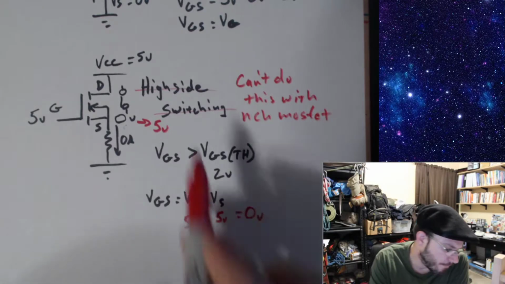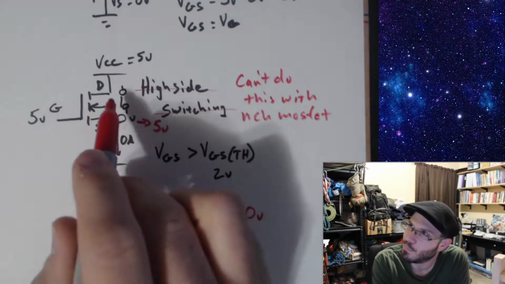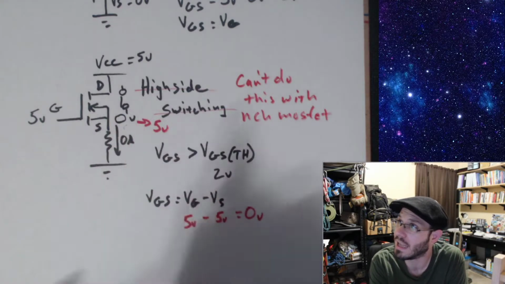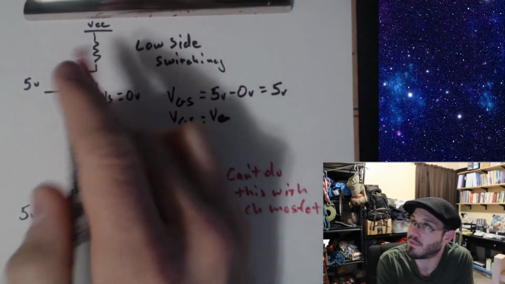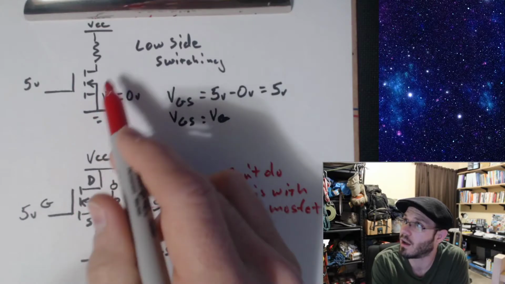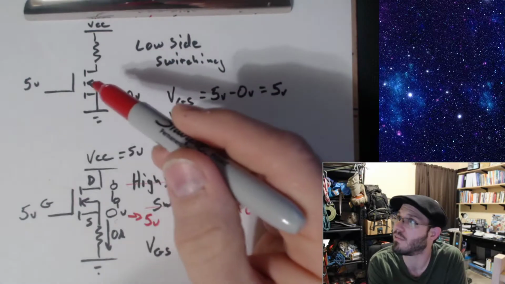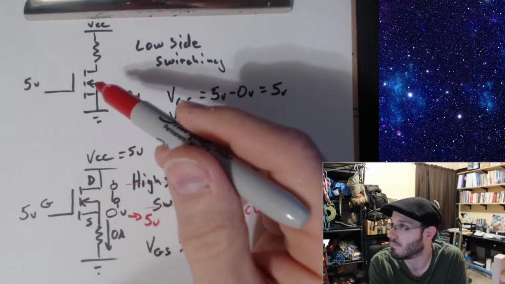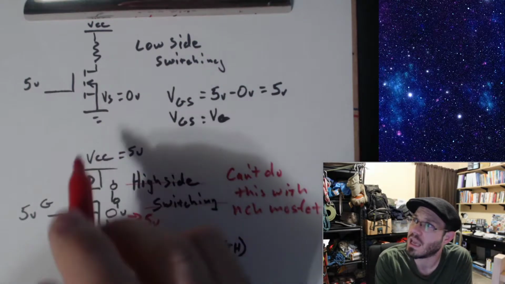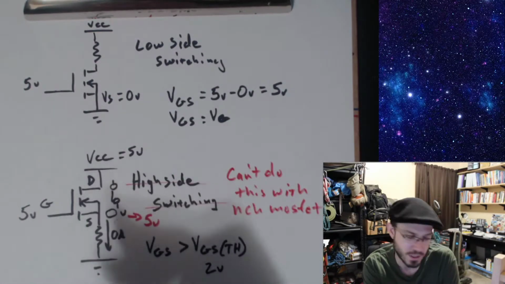Okay, so we need something else. If you needed to put the MOSFET up here, you're going to have to use a different kind of MOSFET, and I'll get into that. Now, in this type of simple arrangement, there's nothing wrong with using an N-channel MOSFET on the low side. In fact, for this circuit in general, there's no desire to do low side versus high side switching. But if you're going to use an N-channel MOSFET, you're going to have to do low side switching.